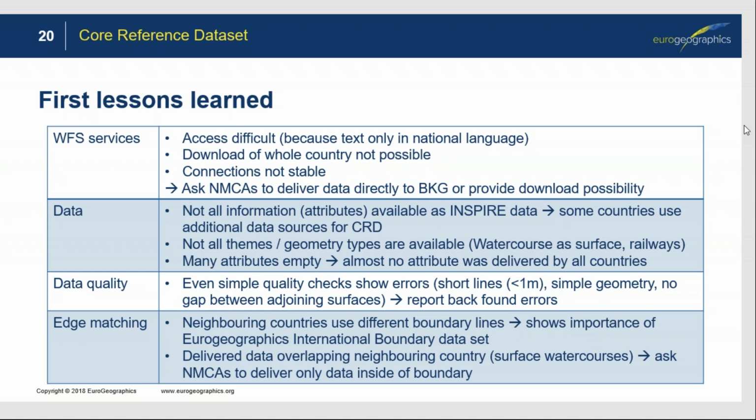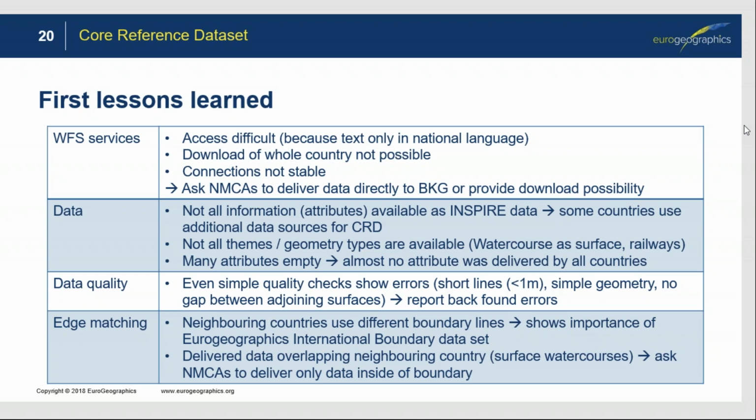The edge matching has been the task we've been doing at the end now. There are two main problems. The neighboring countries don't use the same international boundary. That of course stresses the importance of having one central database that includes all the international boundaries that EuroGeographics is still building, and I think it's not completed for all of Europe as far as I know. That is the main thing for the edge matching. And of course, the countries have to use those international boundaries that they deliver to EuroGeographics also for their national data, otherwise it's no use.